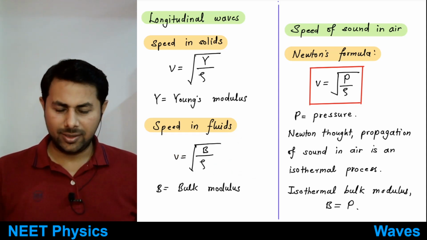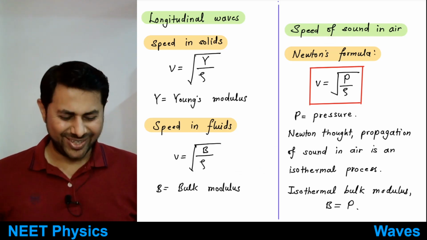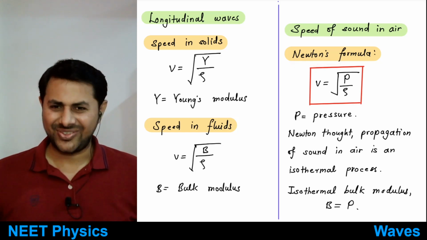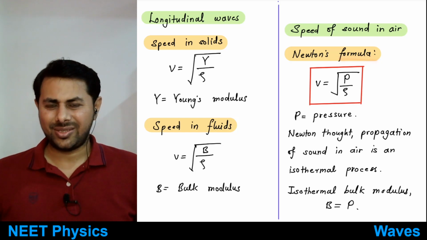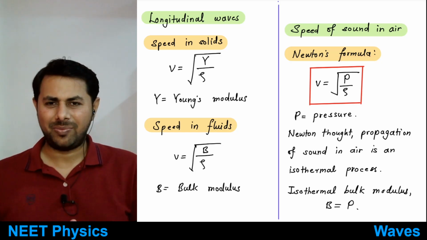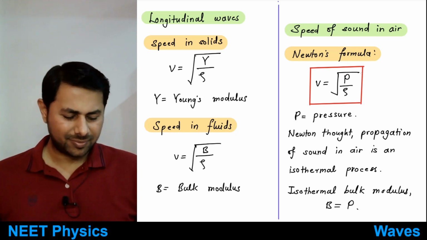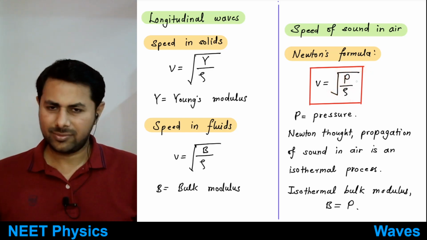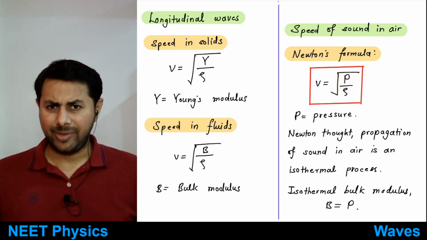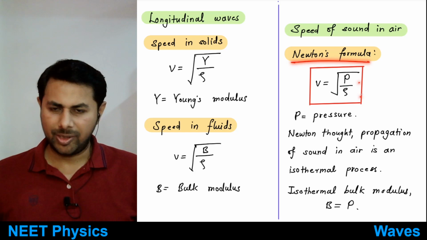And then after that there is the entry of our hero, that is Newton. So he comes everywhere. Newton was the first person to give the formula for the velocity of sound in air. His formula is square root of p by rho. So let me explain this, and then I will tell you what kind of question can come based on this topic.